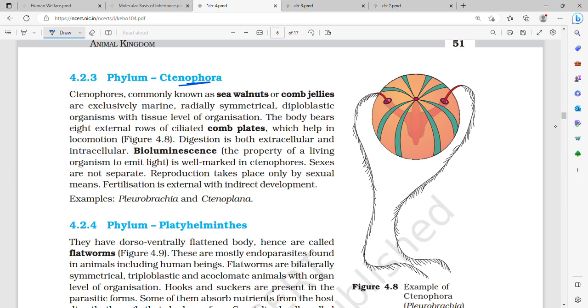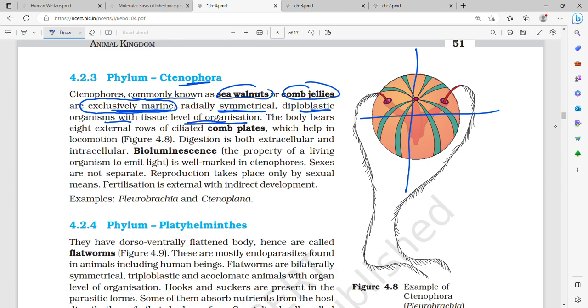Phylum Ctenophora. Ctenophora are commonly known as sea walnuts or comb jellies. They are exclusively marine, that is, no ctenophore is freshwater. They are radially symmetrical: if you pass any plane through the central axis, you will get two equal halves. Diploblastic organisms, that is, only ectoderm and endoderm are present with an undifferentiated mesoglea in between, just like Coelenterata or Cnidaria, and they exhibit tissue level of organization.